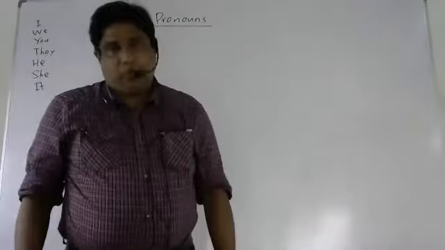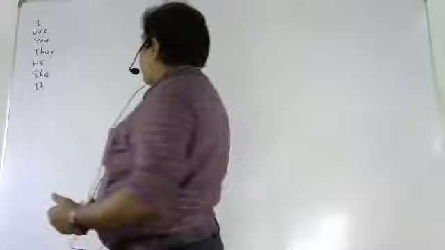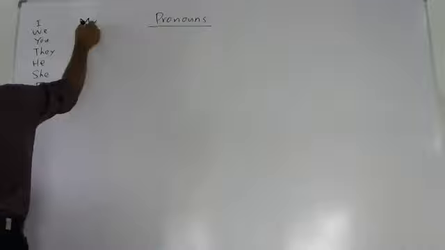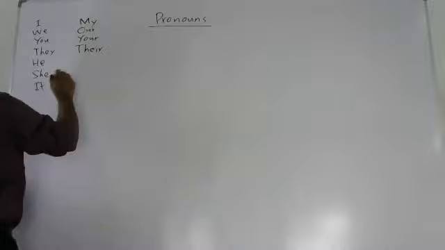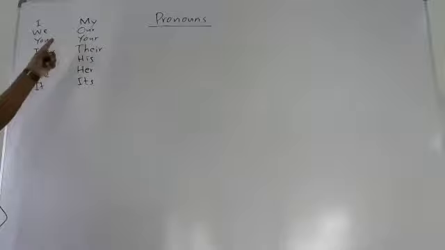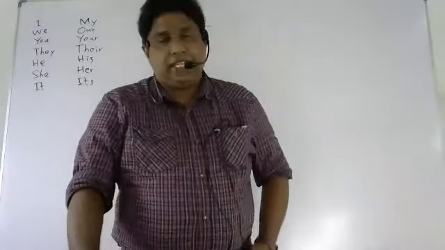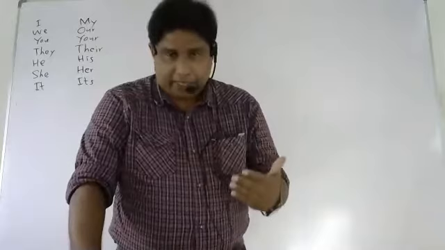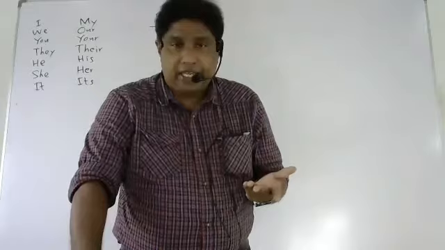Then from these, we get this: I, my; we, our; you, your; they, their; he, his; she, her; it, its. Right? When these are used in sentences, they are used as adjectives. What is meant by adjectives? Nama visheshana. When something describes a noun, we call it an adjective, a noun adjective.